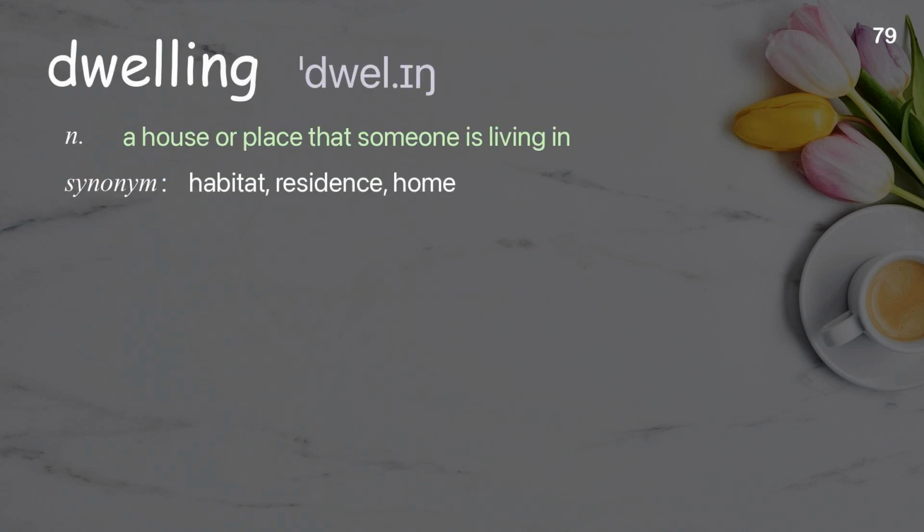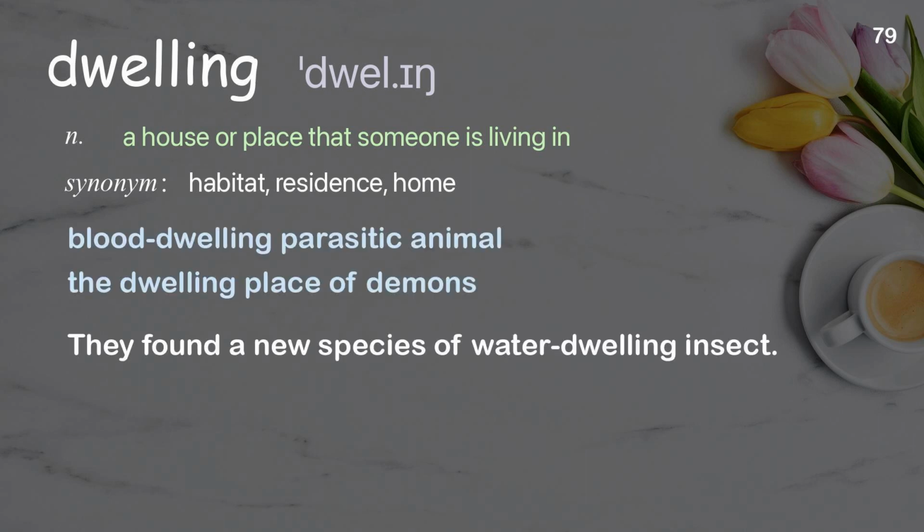Dwelling. A house or place that someone is living in. Examples: Blood-dwelling parasitic animal. The dwelling place of demons. They found a new species of water-dwelling insect.